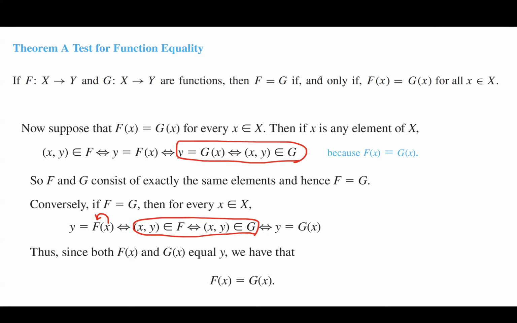So when you have theorems like this, including if and only if, you need to start from one side and go to the next side and prove both of them. So here, the conversely part means that now we assume f is equal to g, and then we prove that f of x is equal to g of x.